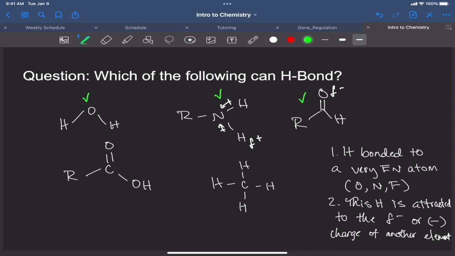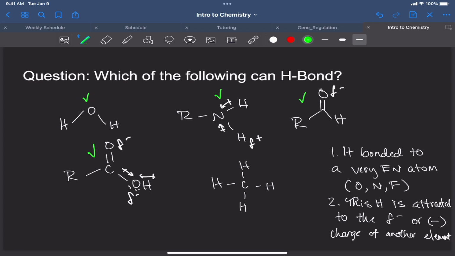Let's see this carboxylic acid. Well, this hydrogen here will have a dipole. So it can donate. But this oxygen also has lone pairs. So it can accept right here. Same with this oxygen. So this one can, on multiple fronts, be both a donor and an acceptor.